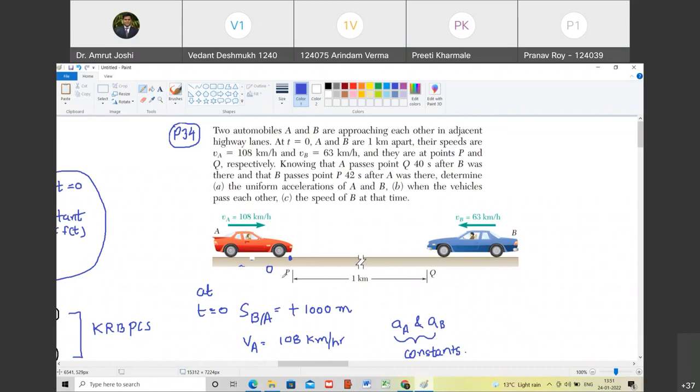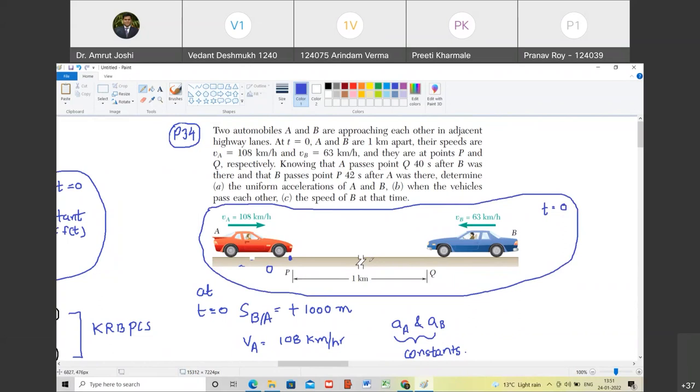It has also been told indirectly that this snapshot of cars is taken at time t equal to 0 when the observation began. Are you with me? Yes, sir. So this snapshot is at time t equal to 0. Now at time t equal to 0, A and B are 1 kilometer apart is what is given. So at time t equal to 0, position of car B with reference to car A, with reference to P as the origin and this x-axis as positive, is plus 1. Do you agree with me? Yes. That is plus 1 kilometer, that is 1000 meters.